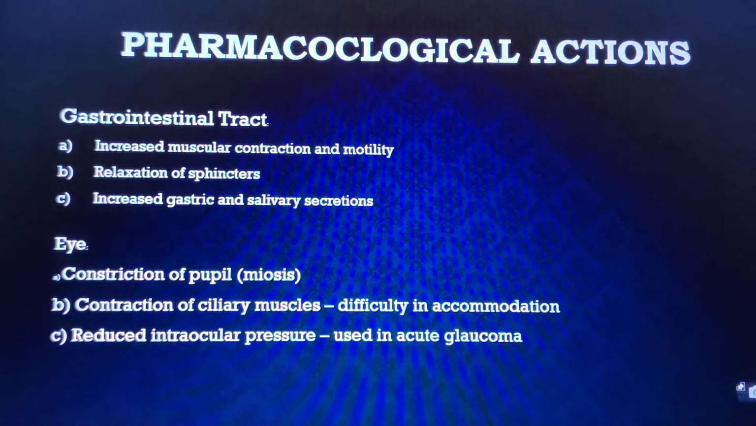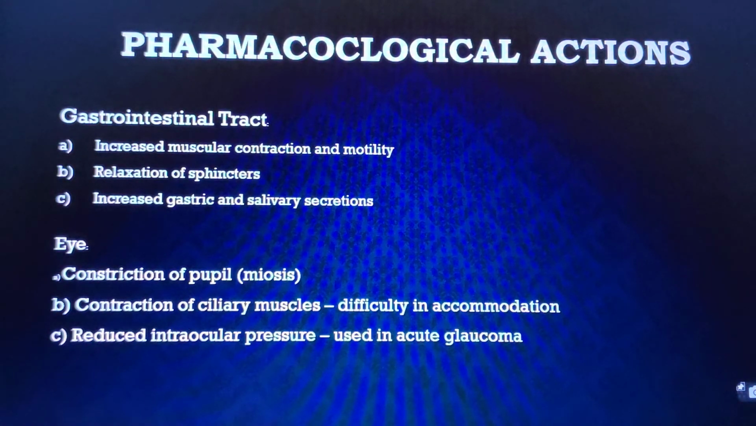They increase the peristalsis. They relax the sphincter. One important thing to note is that they increase the contraction of the muscles, but they relax the sphincters, and so that facilitates the movement of the GI tract. There is an increased secretion of the gastric acid and more salivary secretion under the effect of parasympathomimetics.